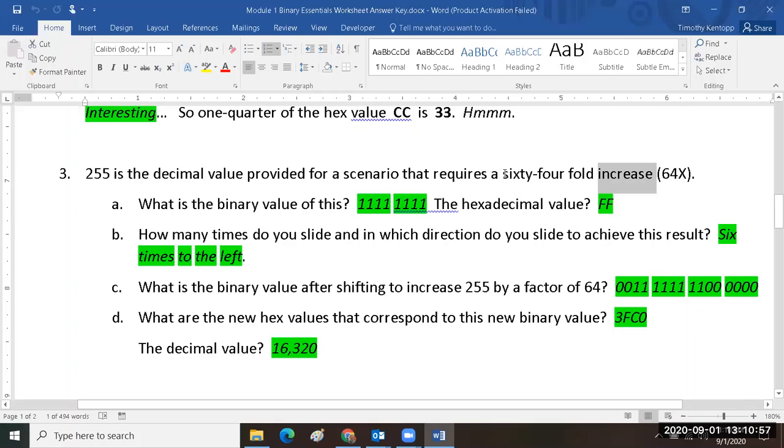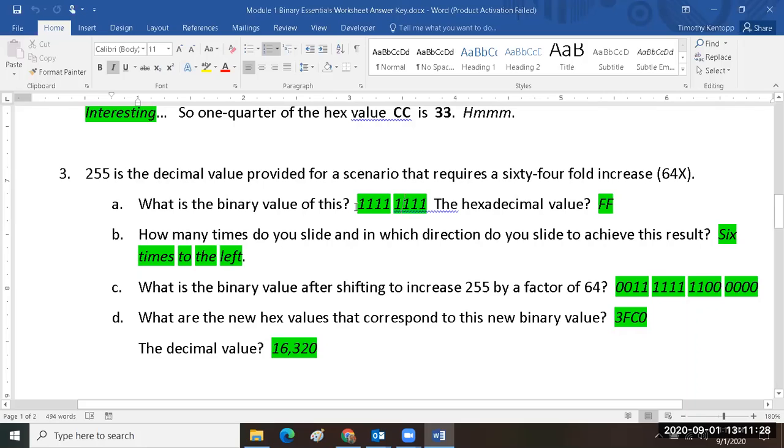If we're doing 64 times the original value, the exponent of 2 that equals 64 is 2 to the 6th, so it's 6 shifts to the left. The binary value of 255 is 1111 1111, or the hexadecimal value for all ones in each nibble is FF, foxtrot, foxtrot.